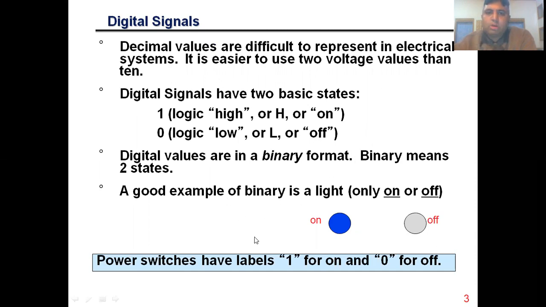So digital values are in binary format. Binary means two states. If a light is on, we can say it is logic high, or if it is off, we can say it is logic low. A good example of binary is a light, which can be either on or off. Power switches have labels 1 for on and 0 for off. Often you have seen that a power switch shows 1 for on and 0 for off, in a similar understanding.